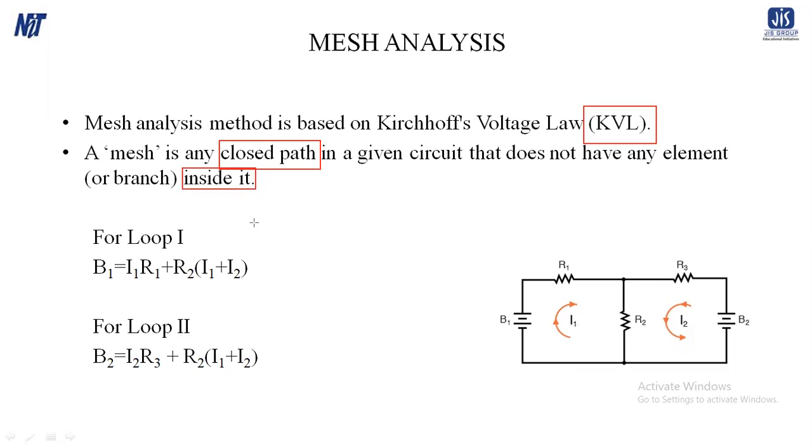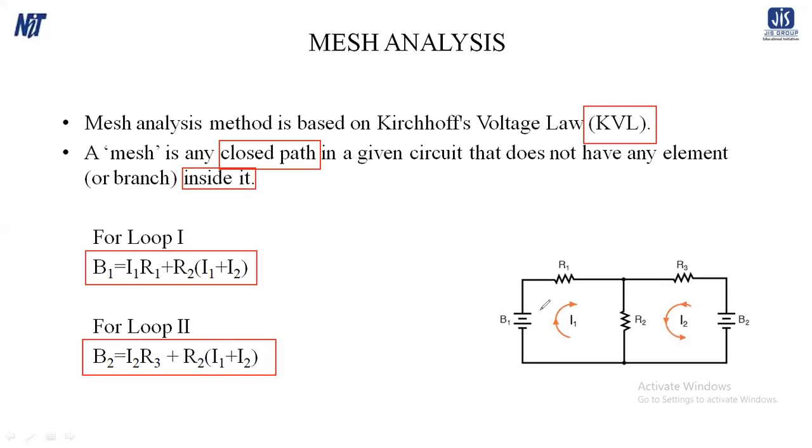So for loop 1, V1 equals I1 into R1 plus R2 into I1 plus I2. For loop 2, V2 equals I2 R3 plus R2 into I1 plus I2. So how is this happening? Let me introduce this process.